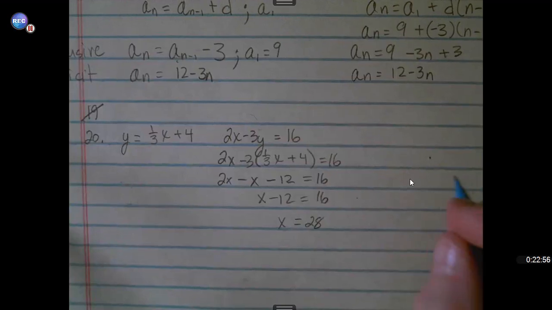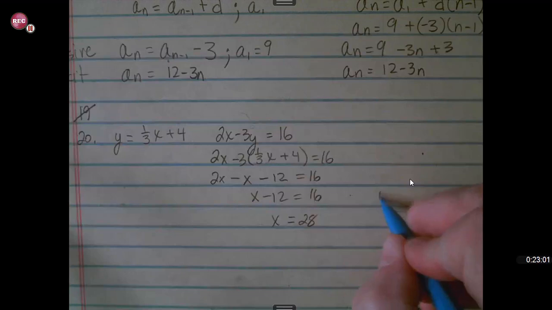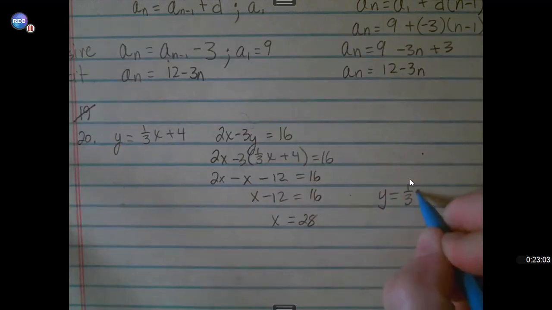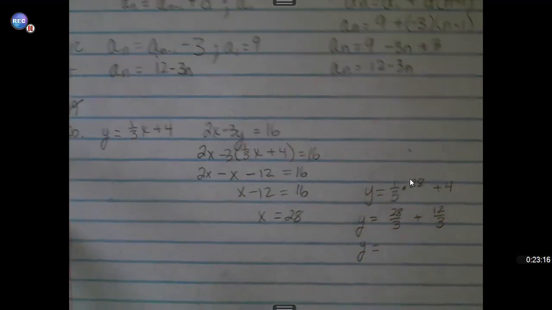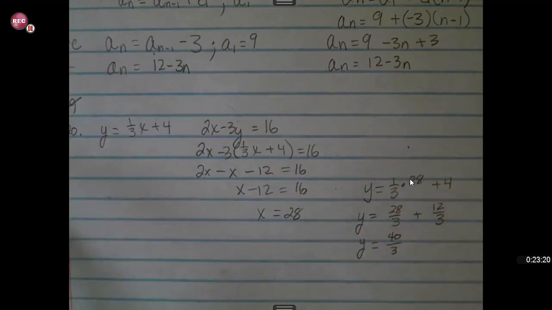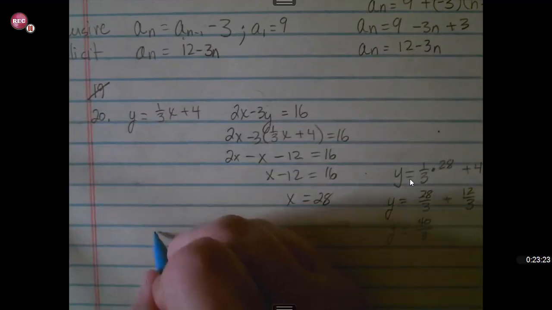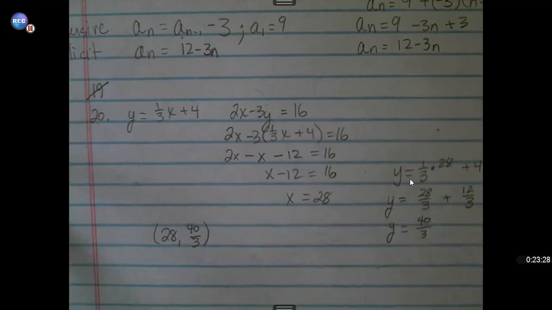So x is 28. Looks like we're going to have a fraction here, which is okay. Y equals 1/3 times 28 plus 4. So that's 28 over 3. 4 is 12 over 3. And 28 plus 12 is 40 over 3. So these two lines intersect at 28, 40 over 3. If I did that right, I may have a mistake in there.